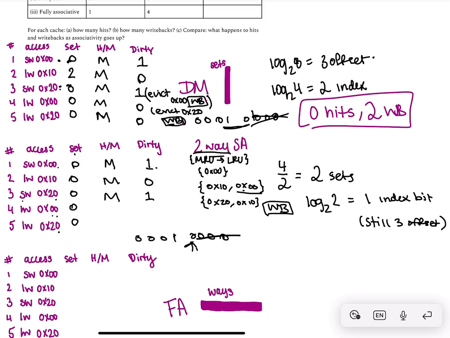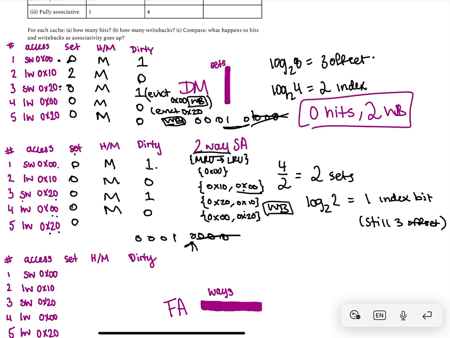Another load word, in this 0x00, we had just evicted it, so we actually miss. And we have to evict 0x10, because that's our LRU. And this is just a load word, so no dirty bit. And now, we most recently used 0x00, least recently used 0x20.